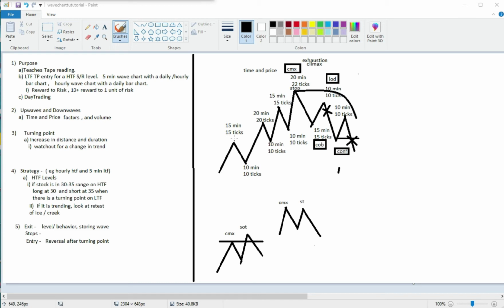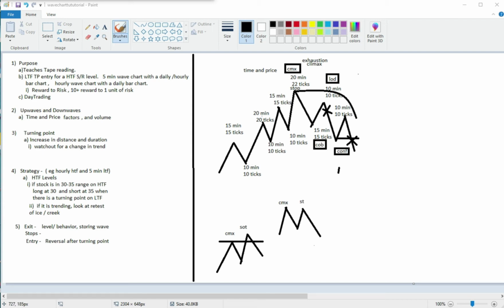So the first up wave right here is 15 minutes and goes up 15 ticks. Then it pulls back on 10 minutes and 10 ticks. What does that mean? It means the up wave is stronger than the down wave. Why? Because there's more distance and duration, meaning distance in terms of ticks and duration in terms of time. More time and more distance, therefore the up wave is stronger and it continues.